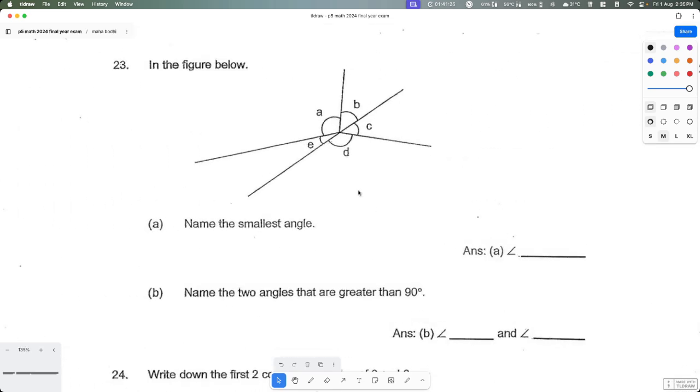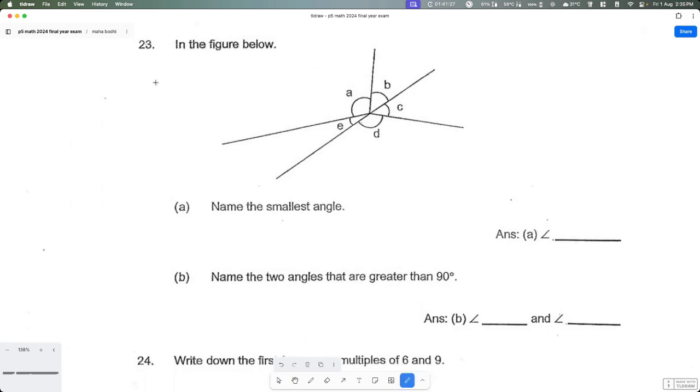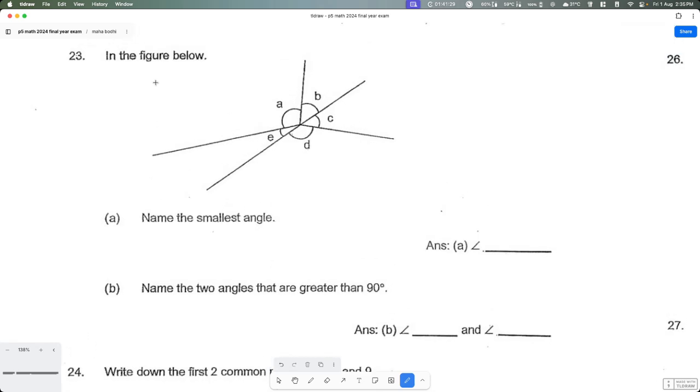Question number 23. Okay, question 23, part A. Name the smallest angle. All right, so if you were to look at it, which one is the smallest angle? Pretty straightforward, it is E. Okay, so the other angle is a little bit bigger, but E is pretty small. So I'm gonna put E over here. All right, let's move on to the next question. It says here, name the two angles that are greater than 90.